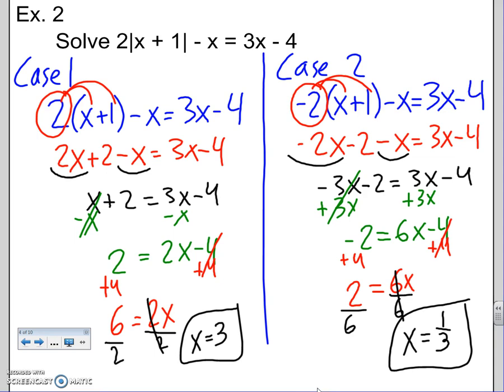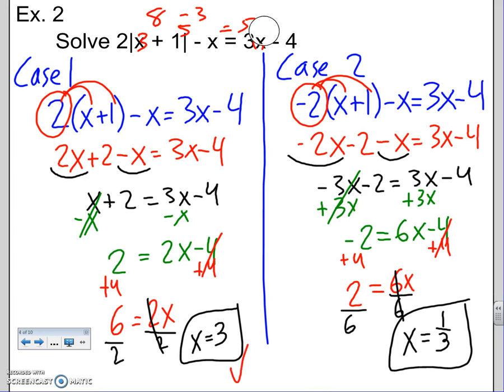So here are 2 answers, but make sure you check your answer. Plug it in. I'm going to do this in my head. If I put a 3 here, that's a 4. Absolute value of 4 is 4. 2 times 4 is 8. Minus 3. That gives me the left side of 5. On the right side, 3 times 3 is 9. Minus 4 is 5. 5 equals 5.